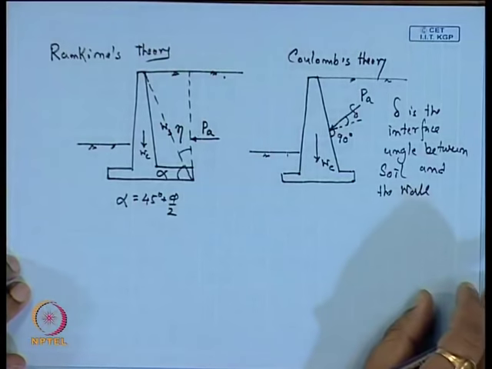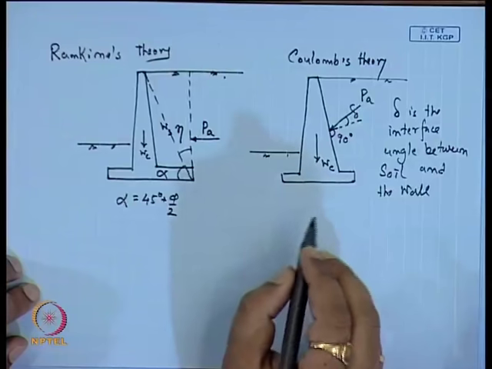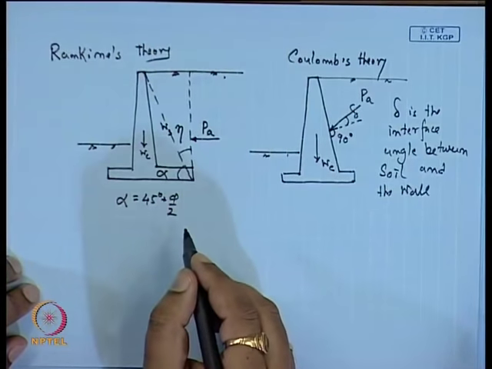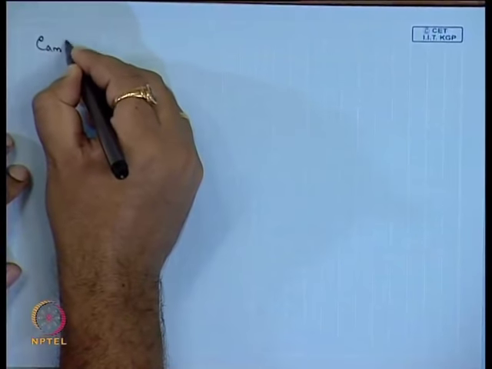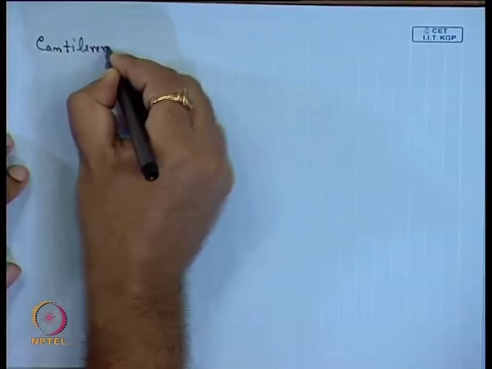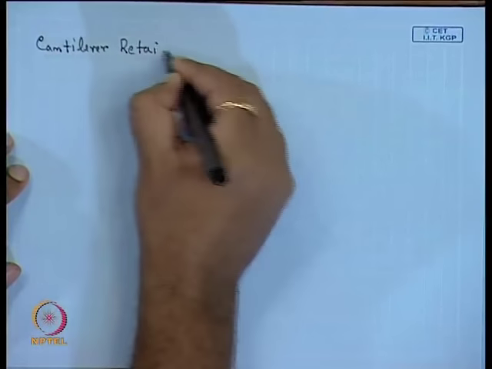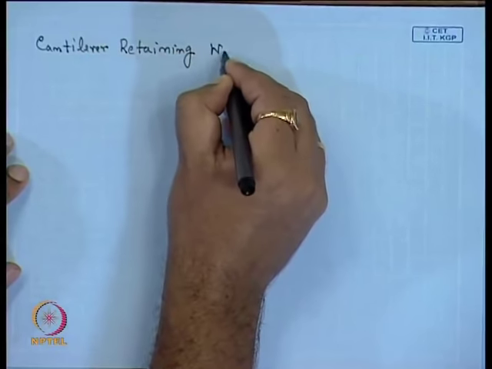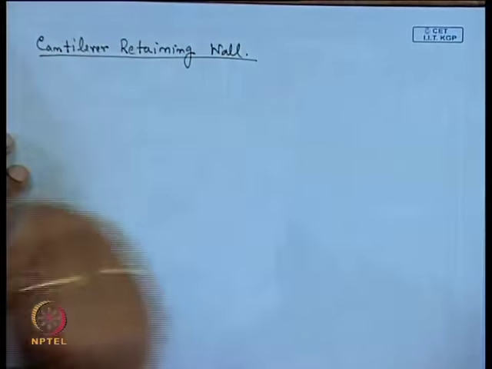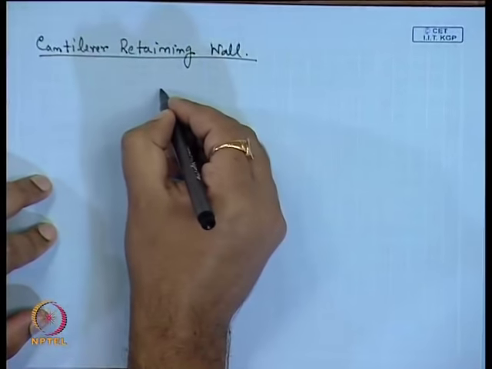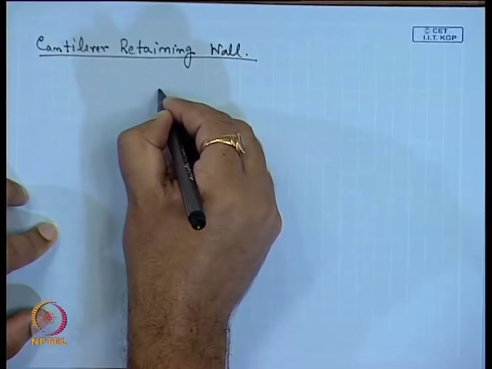Now, next one, for the semi gravity retaining wall. For the gravity retaining wall we have discussed different types of loading condition. Now, the semi gravity retaining wall has a base width slightly smaller as compared to the gravity one, and the rest of the design process is the same. Now, next you will go for the cantilever retaining wall design. Suppose this is the particular cantilever retaining wall.